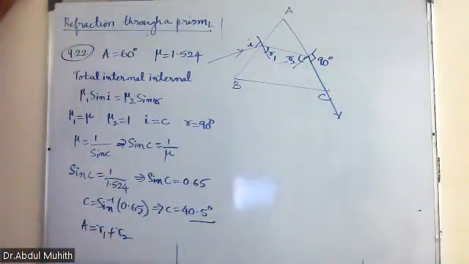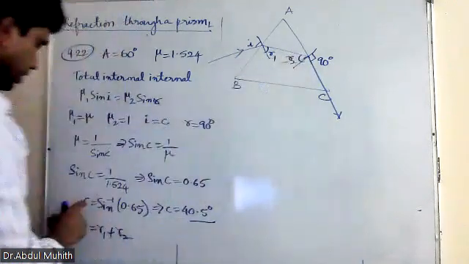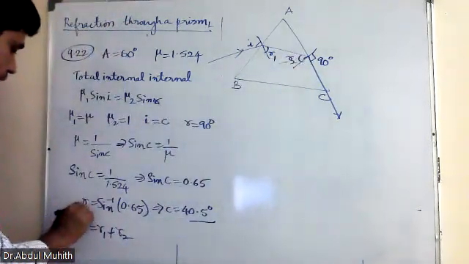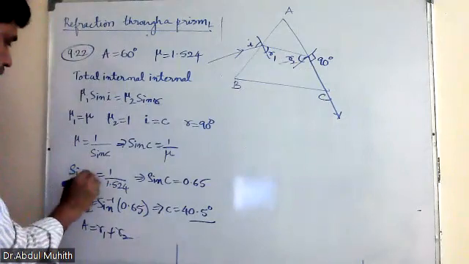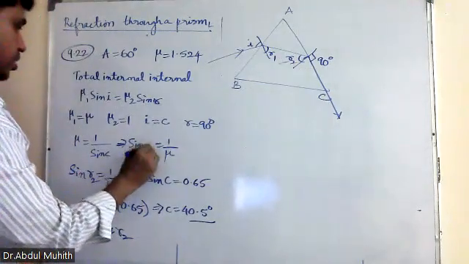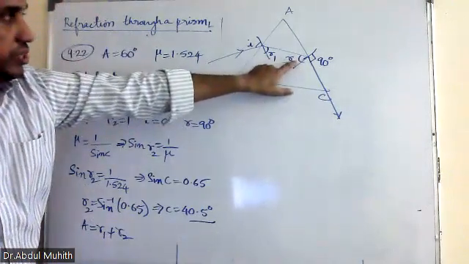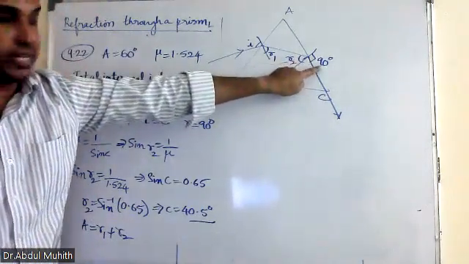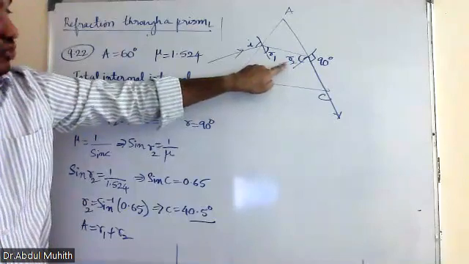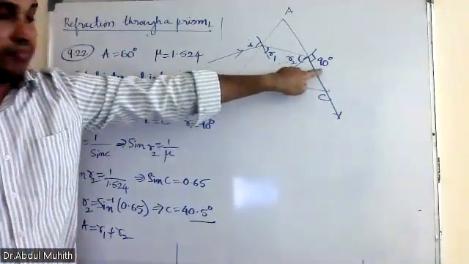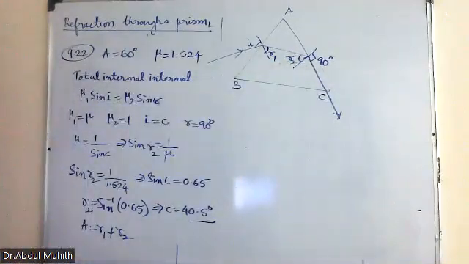So what did we find out now? We found out the value of R2. What is this angle we found out? That is C here. So instead of writing C, I'm writing R2. Here also I'm writing R2. Here also R2. This angle I found out because it is the angle of incidence for which the angle of refraction is 90 degrees. That is said to be the critical angle.